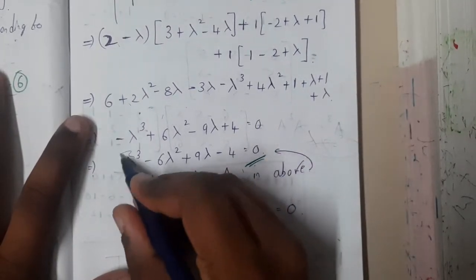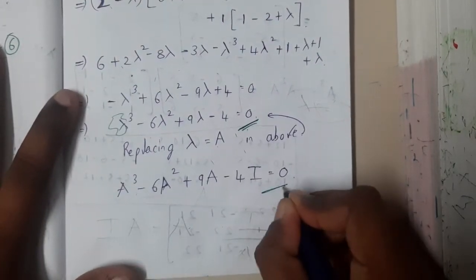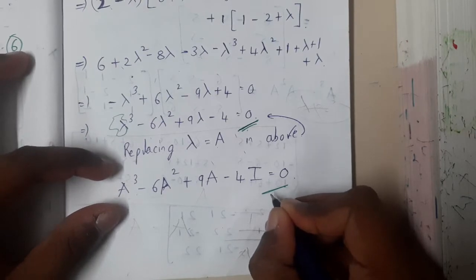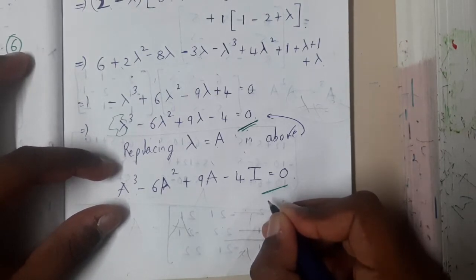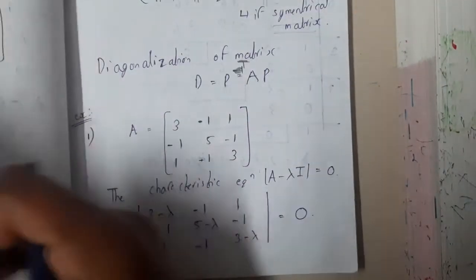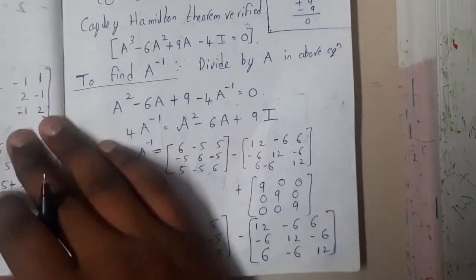Okay, so now replace this lambda by A, guys. You'll be getting this as an equation. Okay, if you observe this equation, do we have A power 4? No. Do we have A inverse? No. But we can make some changes to get it, right? Yes. So that is the thing that we will be learning here.